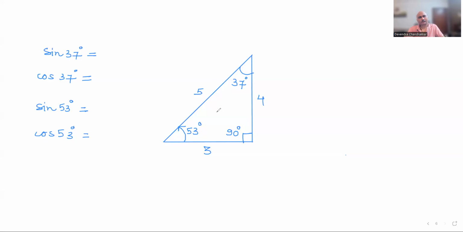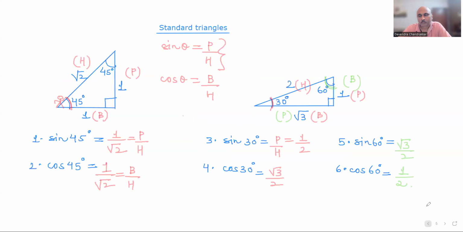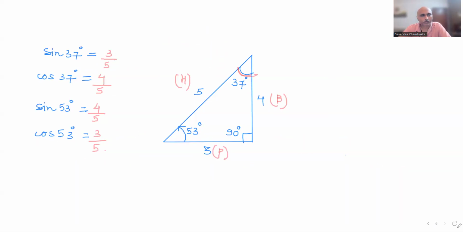This is for 37 degrees. This is perpendicular. For 37 degrees, this is perpendicular, this is base and this is hypotenuse. So sine 37 is 3 by 5. Cos 37 is 4 by 5. Sine 53 is 4 by 5 and cos 53 is 3 by 5. Right? So this is the last standard triangle. Okay. Now let's move ahead with the trigonometric table.